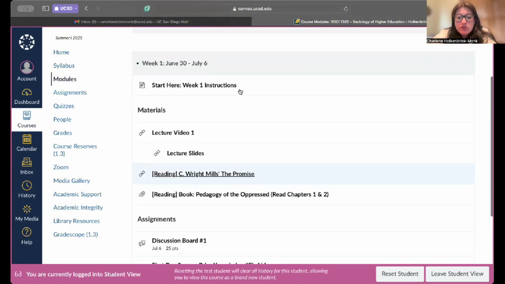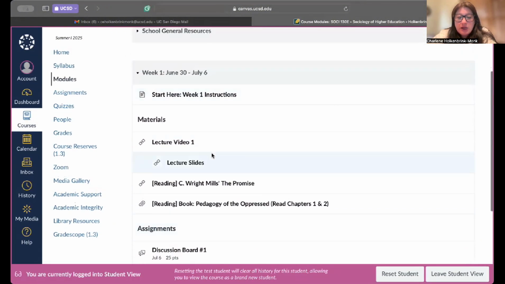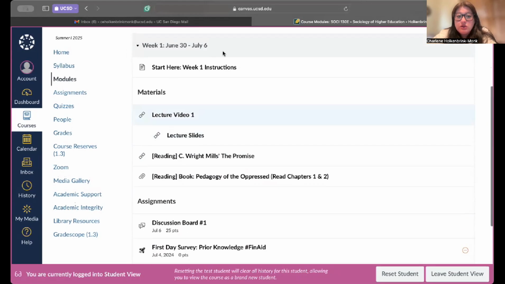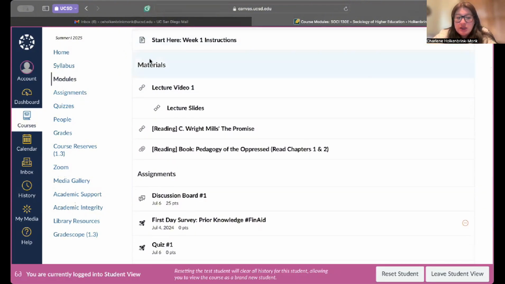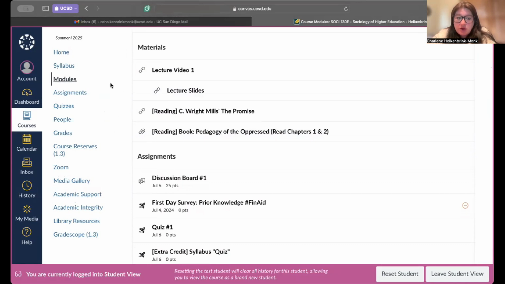Then you will see that this is always organized in this way. So you'll start here, week 1 instructions. You're going to want to always click on that. That's going to explain to you kind of what the breakdown is. The materials are exactly like it sounds, right? Those are the materials that you're going to be reviewing for the week. I have the first lecture, and then these 2 readings here for you. Those will be a combination of videos and readings. I will also share the lecture slides for you if you want to go through them. That will correspond to the lecture video.